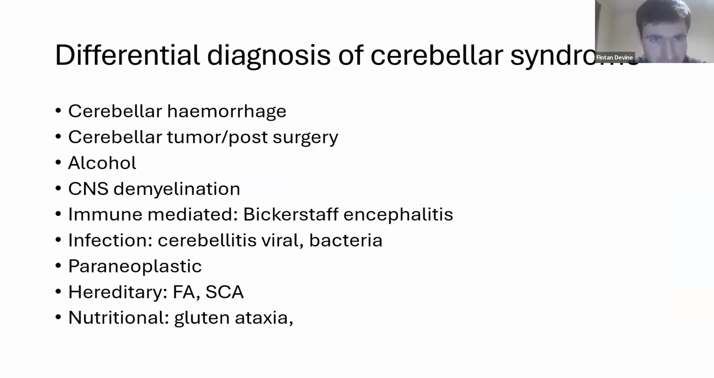So, differential diagnosis of cerebellar syndrome, as I've mentioned, again, structure is key. Immune mediated: Bickerstaff encephalitis, a brainstem encephalitis actually, but you can also have cerebellitis from some kind of autoimmune encephalitis affecting the cerebellum. Paraneoplastic, spinocerebellar ataxia. They will have upper motor neuron signs as well as cerebellar signs. Just like multiple sclerosis, if the patient is younger, you would think of spinocerebellar ataxia because it's a genetic condition.